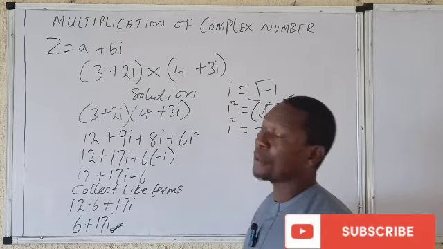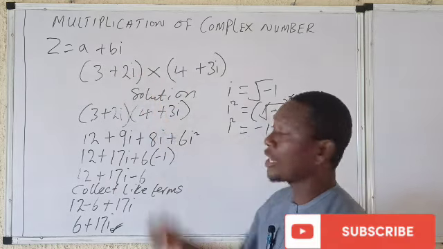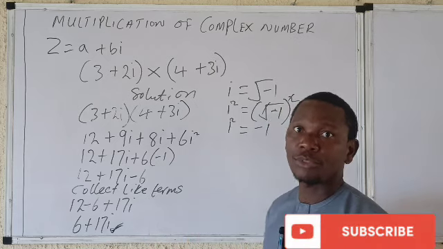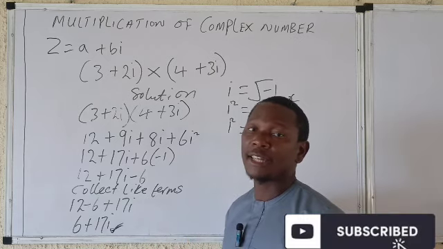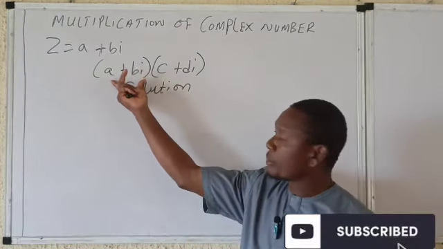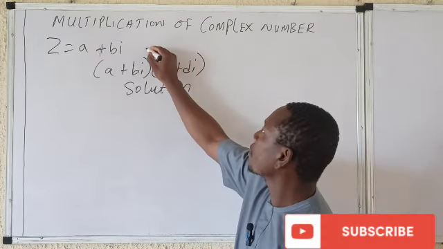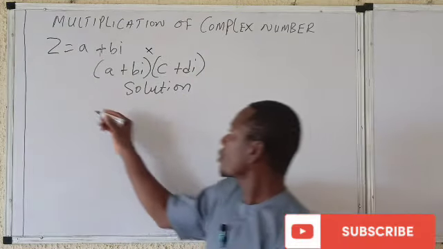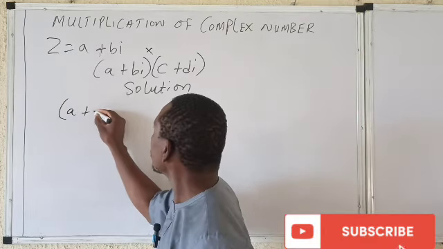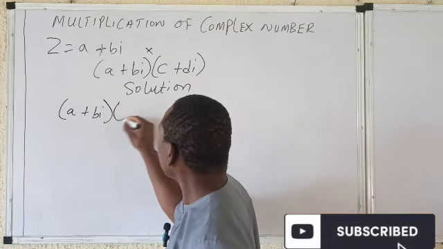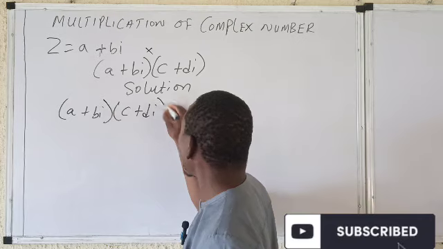Let's just use alphabets too. Let me change this to alphabets so we can practice with letters in case you are given that kind of question. Let's assume that this is a complex number, and you want to use this one to multiply this, so you can just put your multiplication sign here. It's the same thing. So we have a plus bi bracket c plus di.